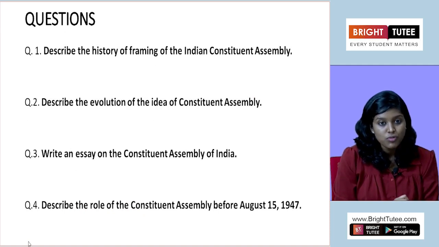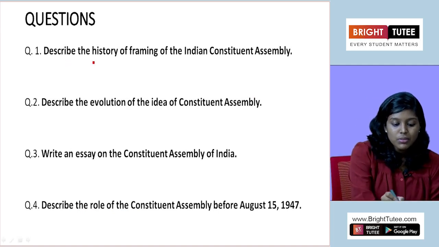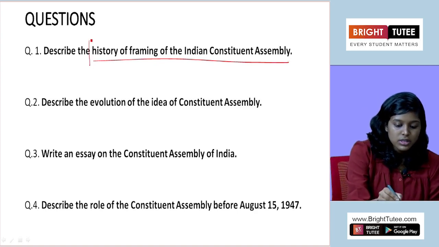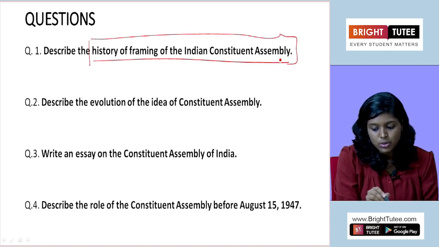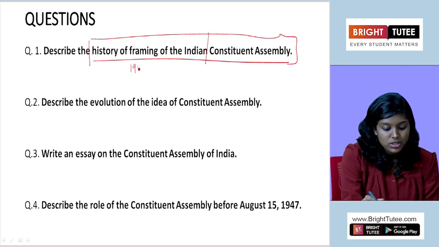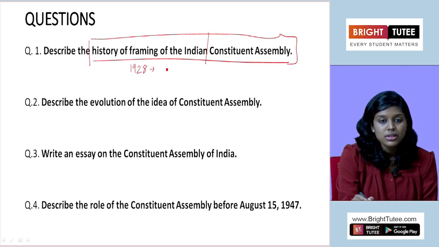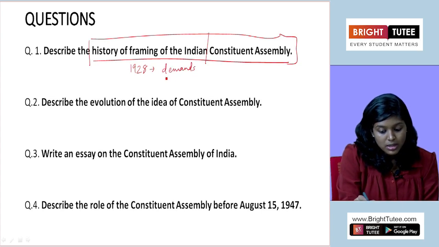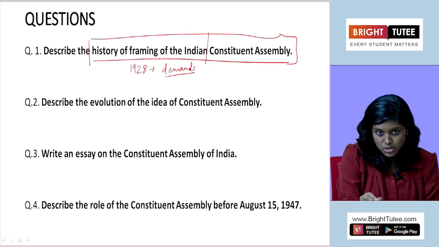Some of the questions which come in regard to this topic are: describe the history of the framing of the Indian Constituent Assembly. Here it will be a long answer question where you will have to bring the developments in regard to the Constituent Assembly, beginning from 1928, when the Nehru Committee and the Swaraj Party for the first time demanded a Constituent Assembly for the framing of the Constitution, but it was not met.